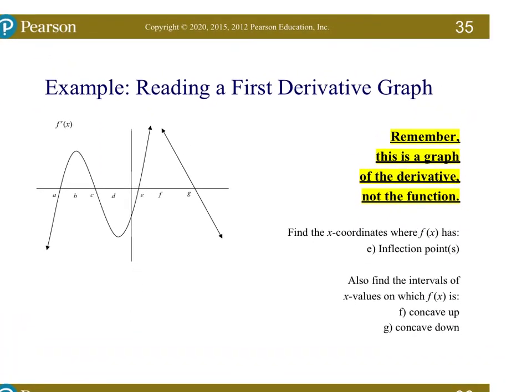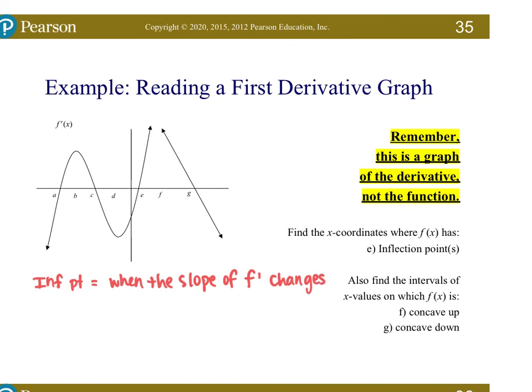Now we want to look at this derivative graph and answer questions about inflection points. Okay, let's go back to the definition of an inflection point. An inflection point is when f double prime changes. So remember, we're going to change f double prime to the slope of f prime. So let me rewrite this. When the slope of f prime changes.